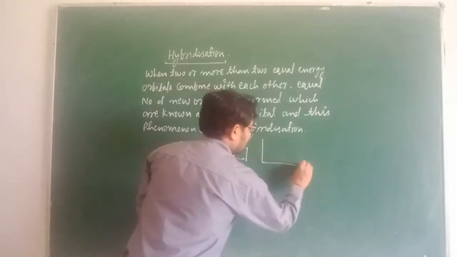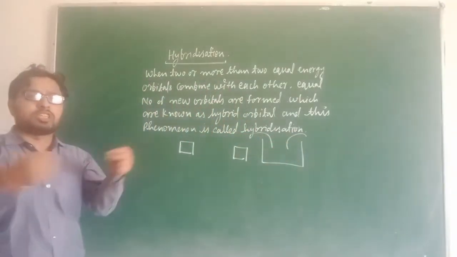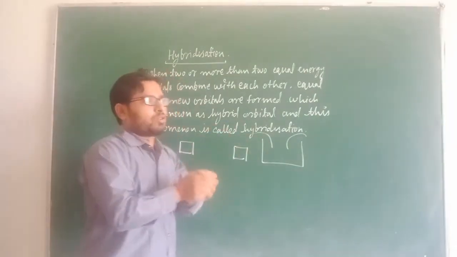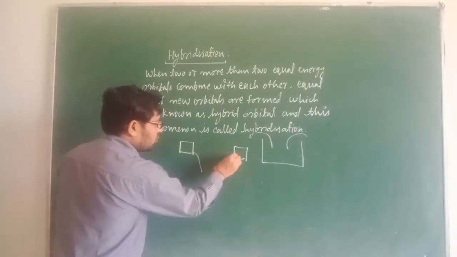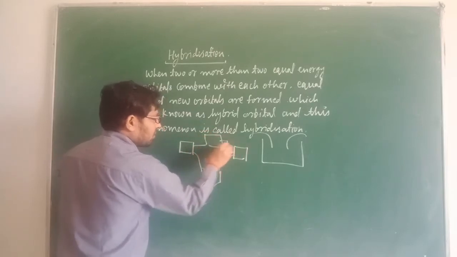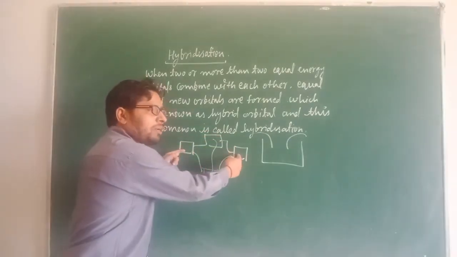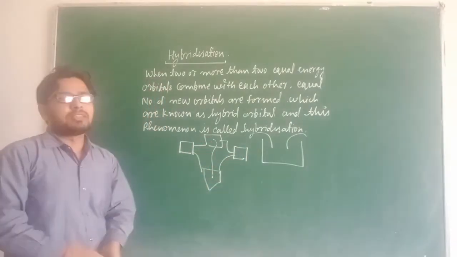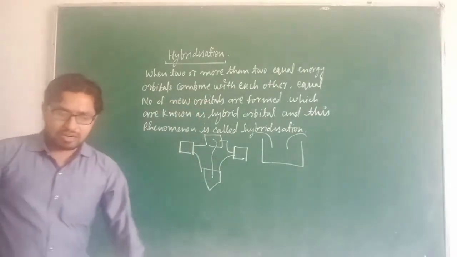Suppose I add both the orbitals and stitch them together, putting them in a machine and stitching them. So what will happen? They will be equal now. Then I get two new orbitals, one like this and one like this. These orbitals formed by mixing the two orbitals are hybrid orbitals, and this process is called hybridization, as mentioned in the definition.